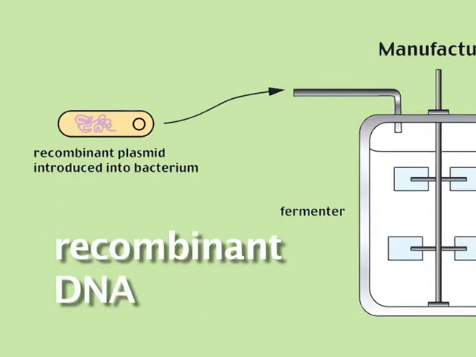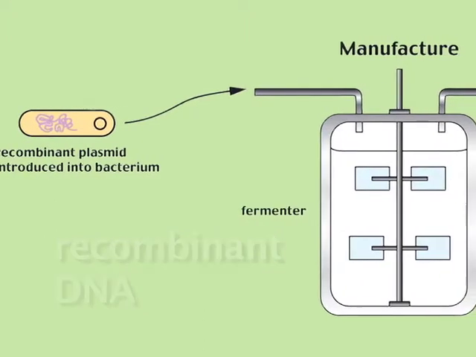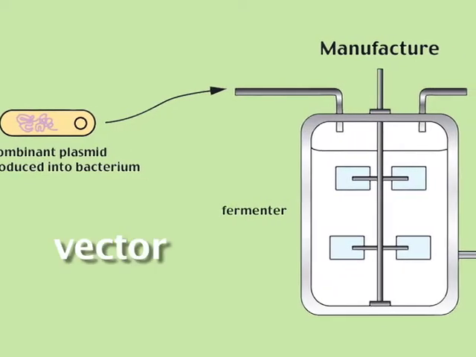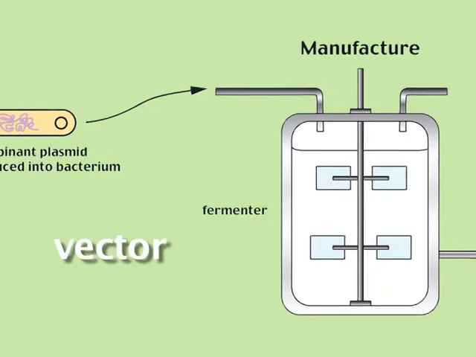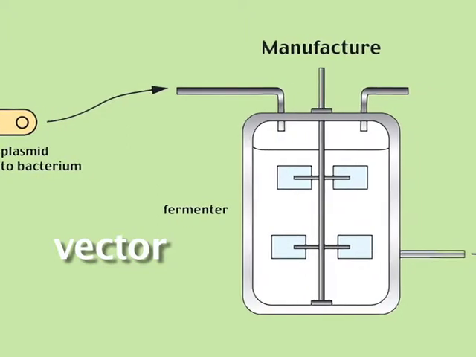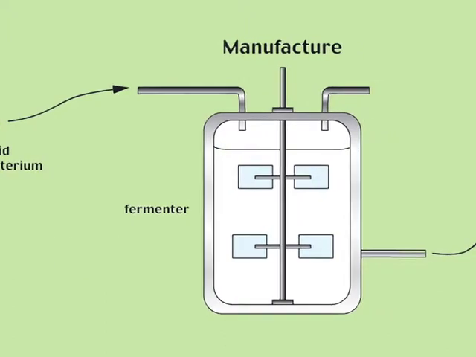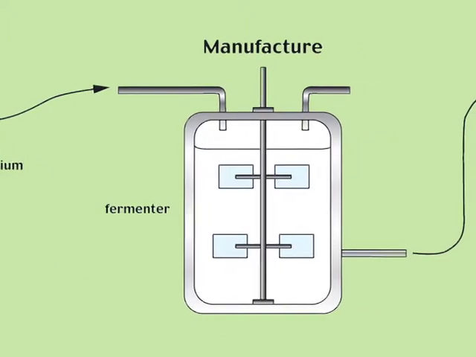This produces recombinant DNA, a bacterial plasmid with a human gene inserted. This plasmid is a vector. It'll carry the human gene into the bacterium. The recombinant plasmids are mixed with bacteria in the presence of calcium chloride, which makes the bacterial surface more porous.